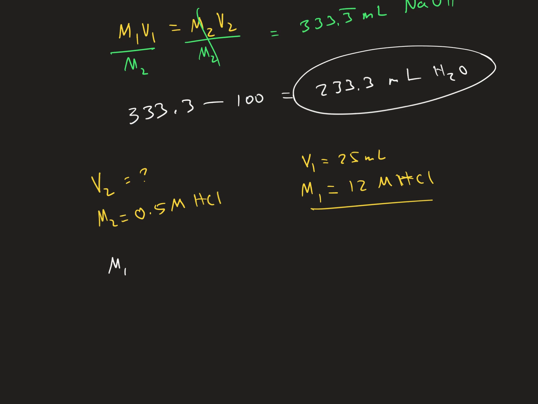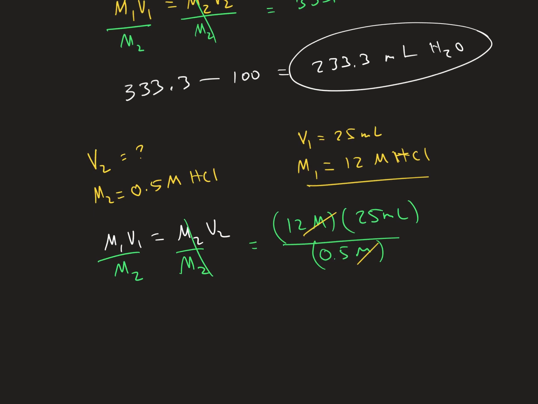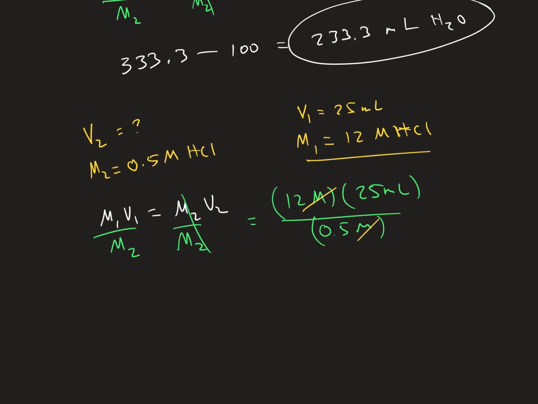So our formula, M1V1 equals M2V2, and we're solving for V2. Divide both sides by M2. Are we good mathematically, guys? Okay. M1 is 12 molar, V1 is 25 milliliters, and M2 is 0.5 molar. Molarity cancels out, we're left with milliliters, so our answer should be in milliliters. If they're asking for the volume in liters, then we have to convert it.